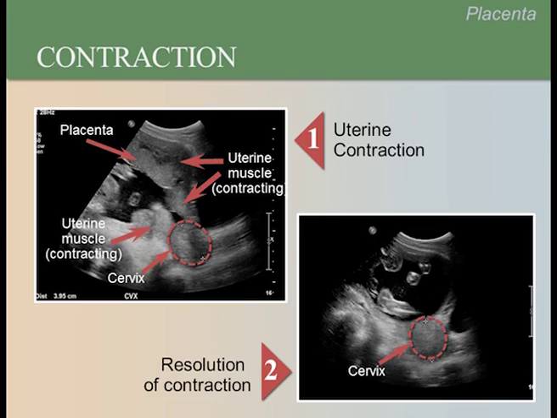The uterus is contracting in several places in the left image. The anterior uterus is contracting, which pushes the placenta down and closer to the cervix. The lower uterine segment close to the cervix is also contracting, which produces a bulge on either side of the cervix. Notice that when the contraction resolves, the placenta is far from the cervix. In fact, we cannot even see it on this image.